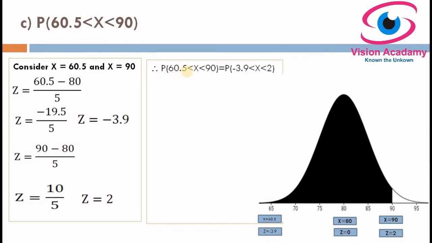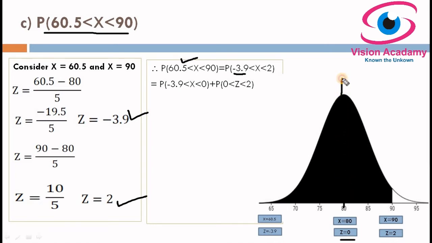So we know the probability of 60.5 lesser than x lesser than 90, which is given in the problem itself. When we replace this x value by our Z values, Z for 60.5 is minus 3.9 and Z for 90 is 2. And the further step would be the probability of minus 3.9 lesser than Z lesser than 0. Here again I am going to tell you why I have taken 0. Our normal curve is symmetrical about this line 0. It is symmetrical, so I have to consider this 0 here, plus the probability of 0 lesser than Z lesser than 2, where 2 is the Z value for x 90. Here one more thing you should keep in your mind.